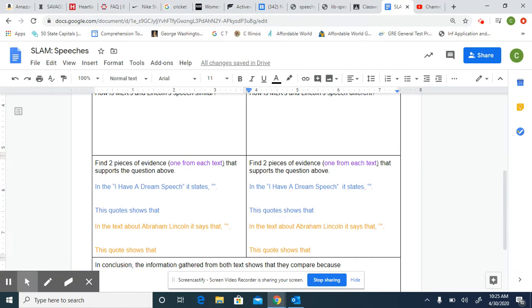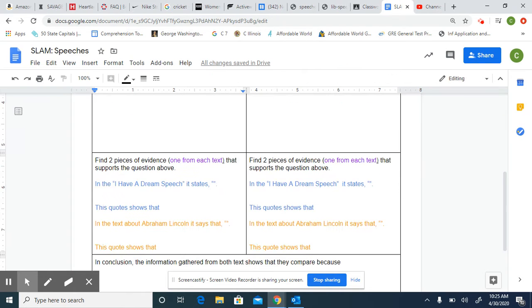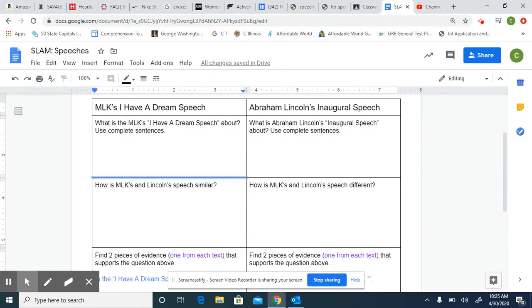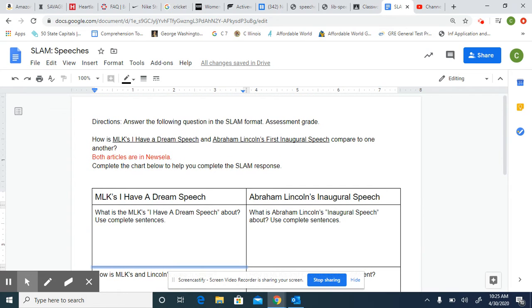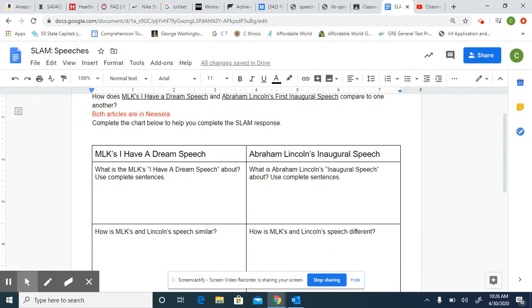So I already have it pulled up. The document Ms. Davis wants you to do in a SLAM format, and I kind of created this chart so that it'll be a little bit easier for you to do SLAM just in case you forgot or need a refresher with SLAM. The question is, which is right here, how is MLK's "I Have a Dream" speech and Abraham Lincoln's first inaugural speech compared to one another? I guess I should say how do they compare to one another? And that's a really good question. So as a reader, you are going to have to delineate or determine how both of these speeches are similar and how they are different.